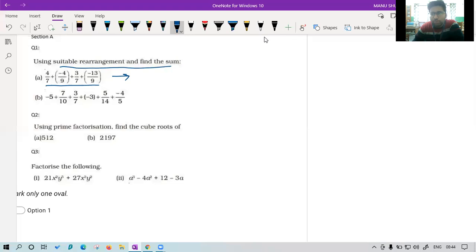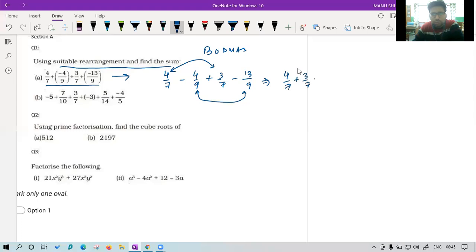First, I have told you to open the brackets because we know the rule, BODMAS. So first we will open the brackets. It becomes 4 upon 7 minus 4 upon 9 plus 3 upon 7 and minus 13 upon 9. Now we'll try to put like fractions together. So these are the like terms. We will bring them together and these two together. It becomes 4 upon 7 plus 3 upon 7 minus 4 upon 9 minus 13 upon 9. So this is the rearrangement that we have done.